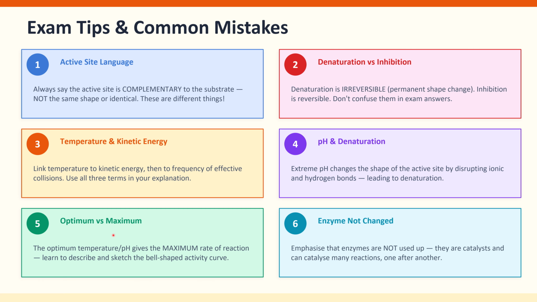Fifth is optimum as maximum. The optimum temperature or pH gives the maximum rate of reaction. Learn to describe and sketch the bell-shaped activity curve. Sixth is enzyme not changed. Emphasize that enzymes are not used up. They are catalysts and can catalyze many reactions one after another.